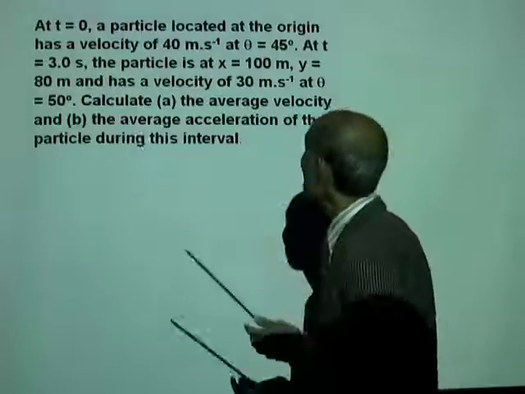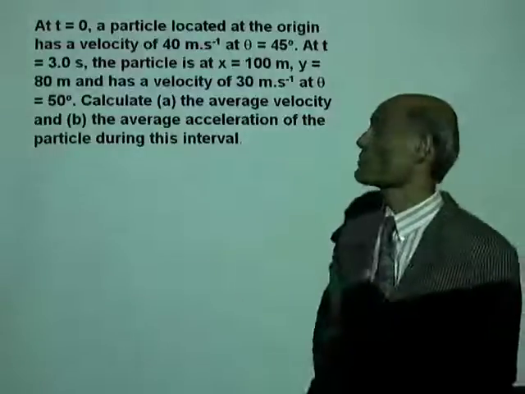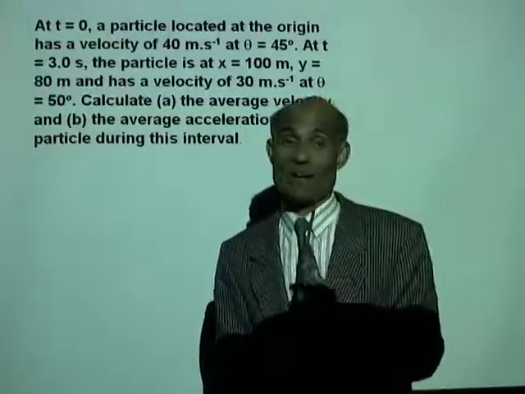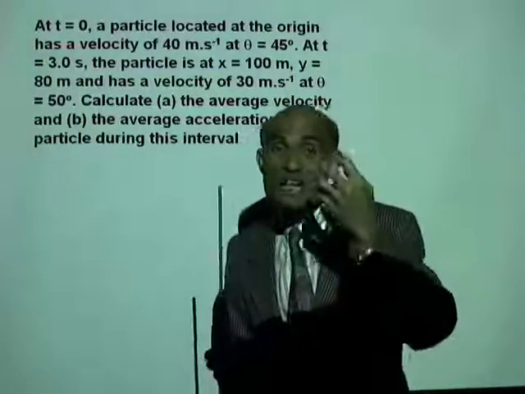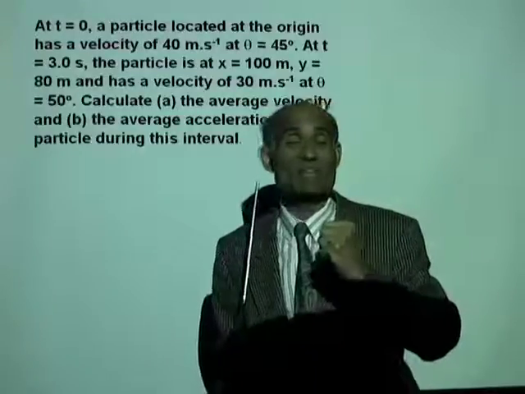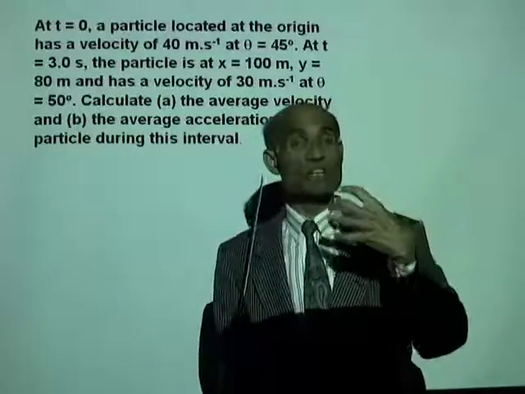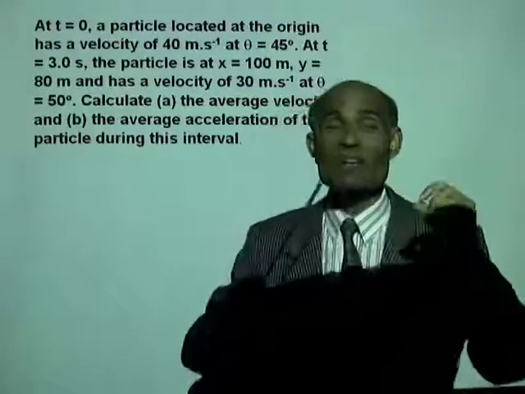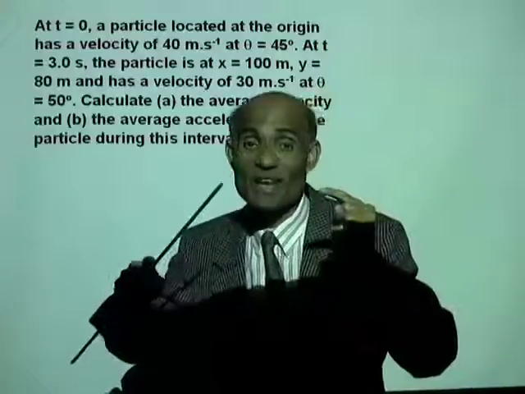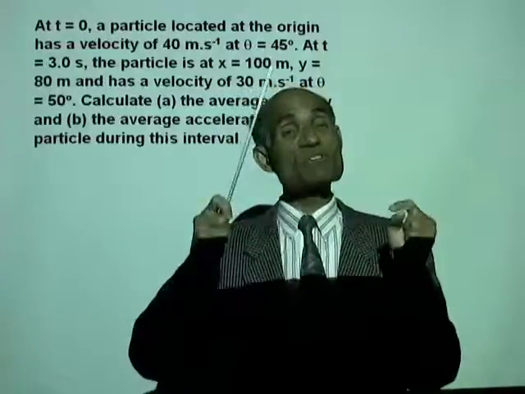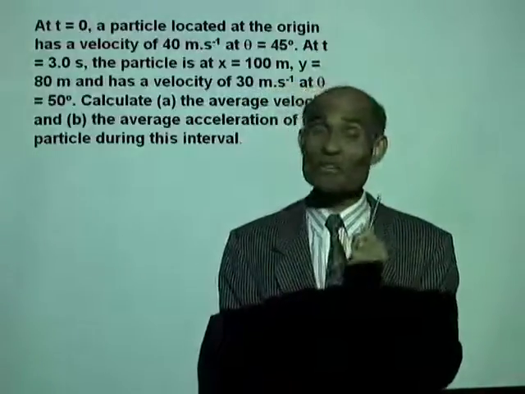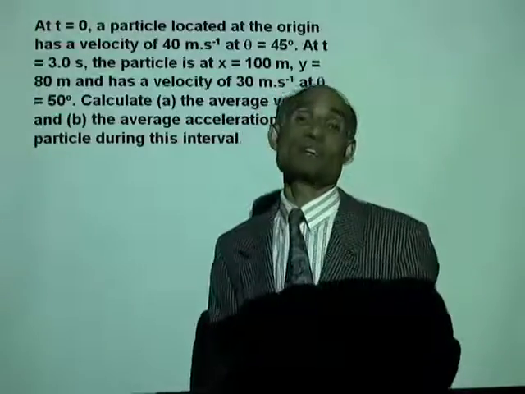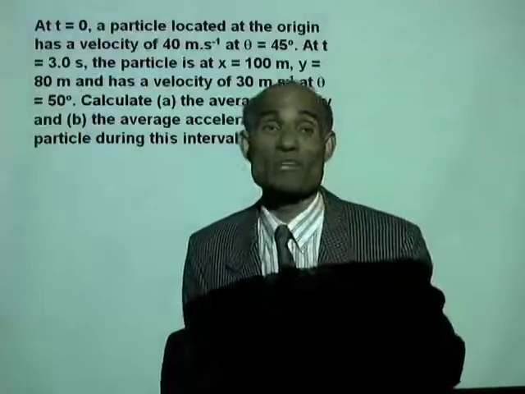And calculate the average acceleration of the particle during this interval. Well, average acceleration is delta v divided by delta t, the change in velocity divided by the change in time. The difference here is that there is a change in velocity in the x direction and a change in velocity in the y direction. Therefore, you got to obtain each of those components of the acceleration.